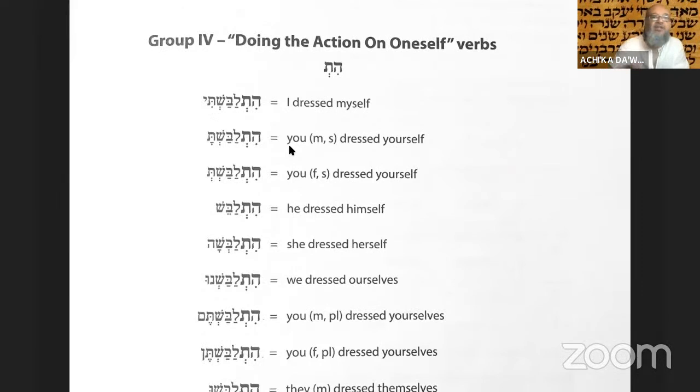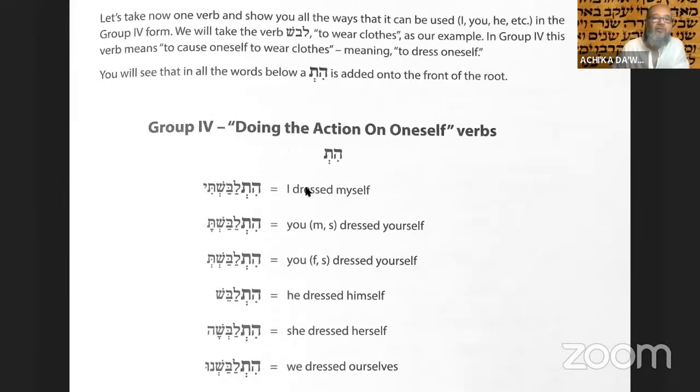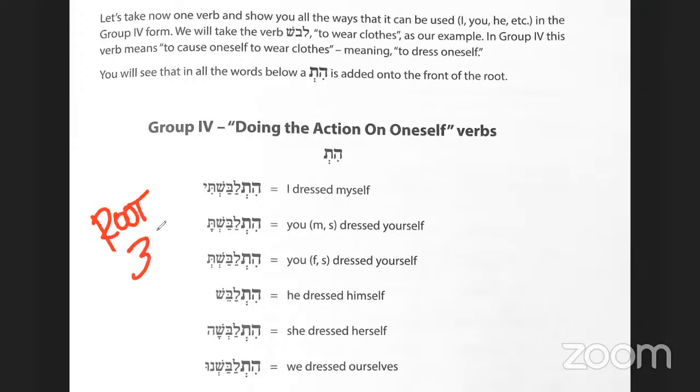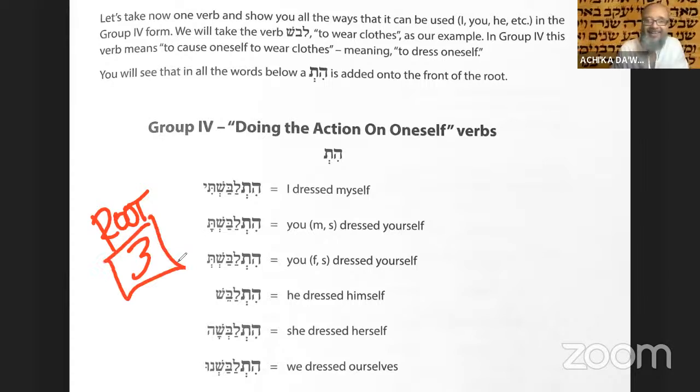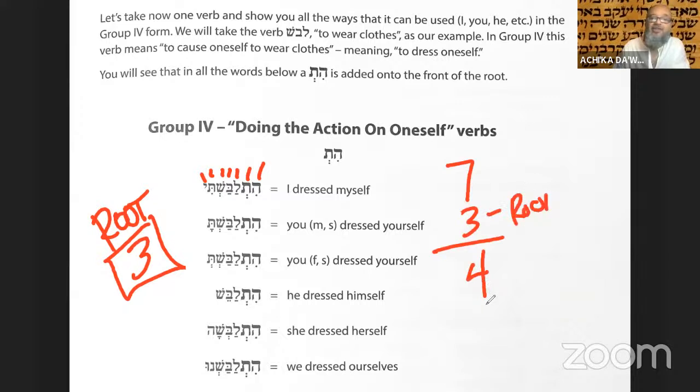So they use this verb, a root verb. How many letters is a root? Three. Everything else is added. Remember that. If you got 1, 2, 3, 4, 5, 6, 7 letters, and 3 is the root, then 7 minus 3 means you got 4 left over. The 3 is the root. It's your job to figure out what the other 4 are.